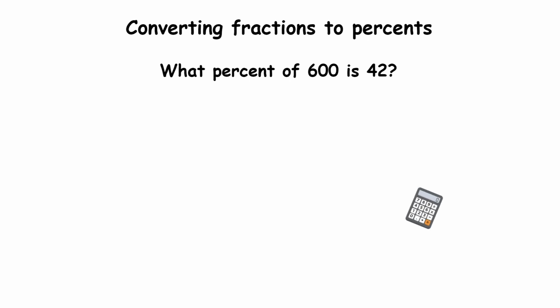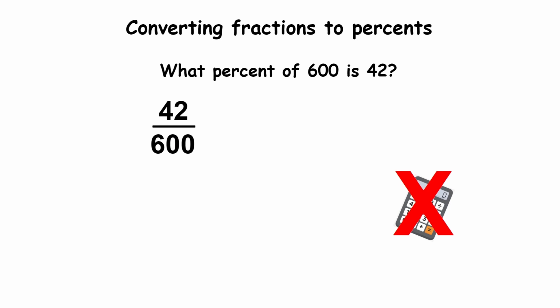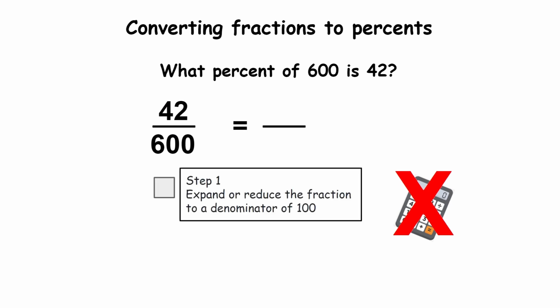So in the next example, we want to know what percent of 600 is 42. This time, we're going to calculate the percent without using a calculator. So let's write the fraction. Now remember, the first step, we need to expand or reduce the fraction to a denominator of 100. Now 600 is greater than 100, so in this case, we need to reduce the fraction. This means we need to take the denominator, 600, and divide it by a number that equals 100. So do you know what that number is? That's right. That number is 6. 600 divided by 6 equals 100.